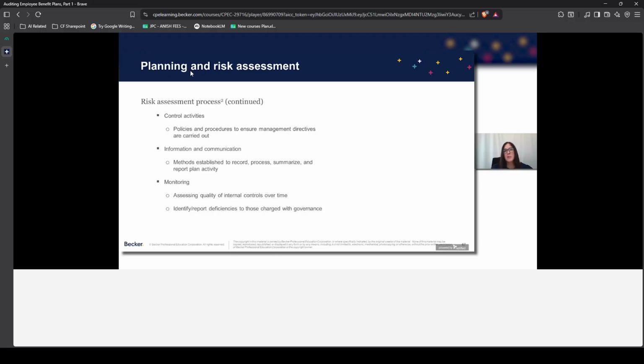What are the policies and procedures that are in place there at the plan sponsor to carry out the operation and administration of the plan? How do they share and communicate information, both internally as well as with their service providers? And how are they monitoring their own internal controls? So yes, we have to get an understanding of those interrelated control components.